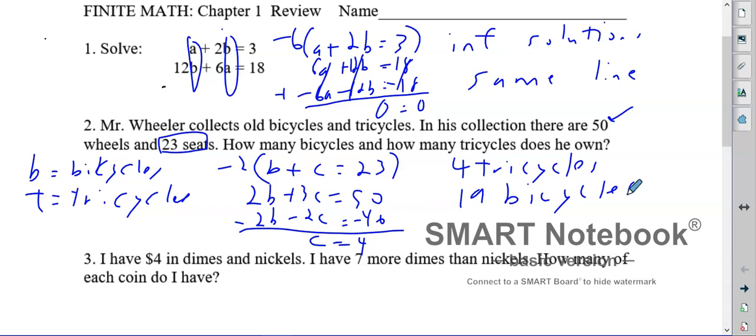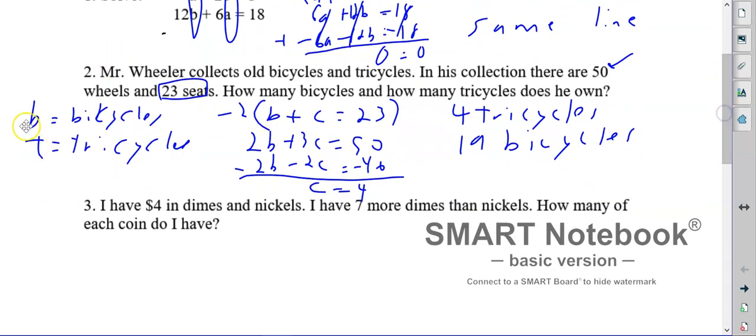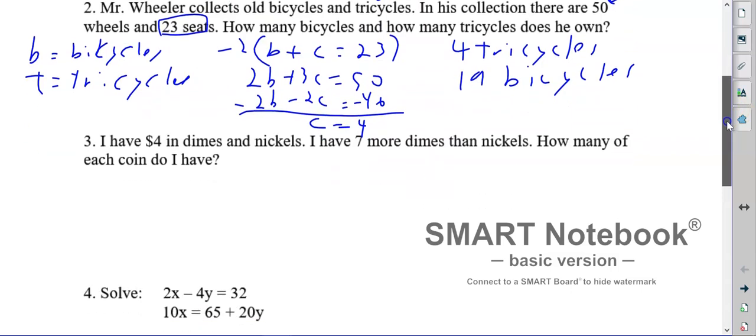And again, we could do that as a matrix. I'm not going to run through it, but we put 1, 1, 23, and 2, 3, 50. And when we run that through, we will get our identity matrix and then 4 and 19 on the right side. You just got to remember what the letters stand for. And that's why we label them so we know what we're dealing with.